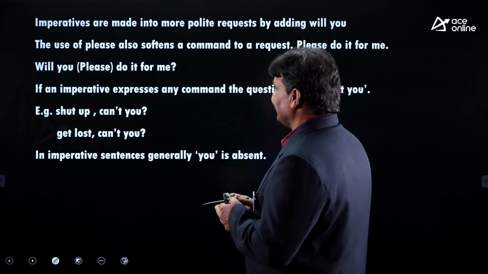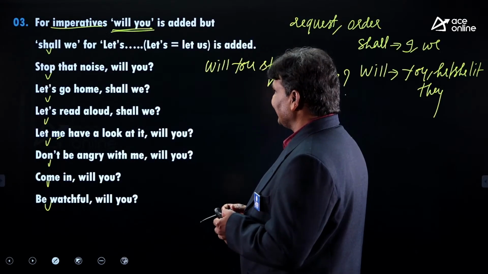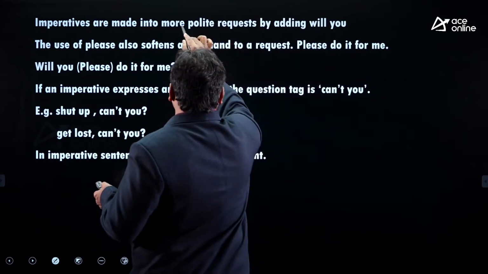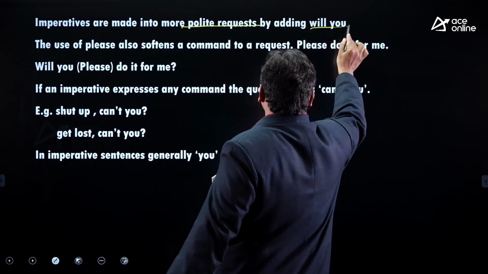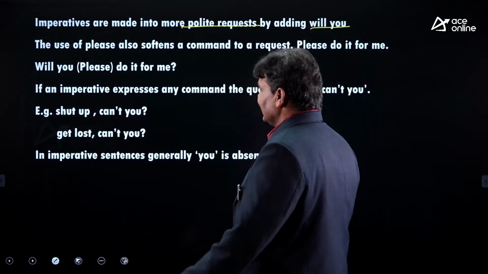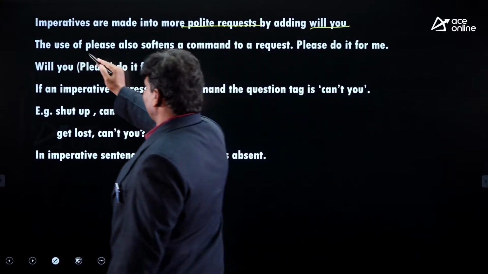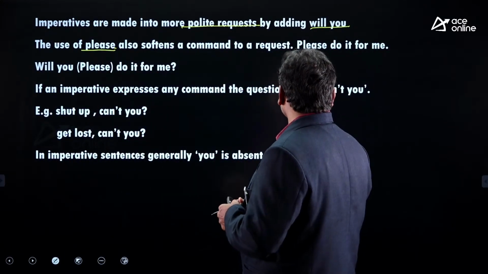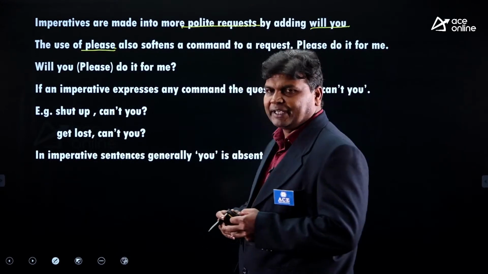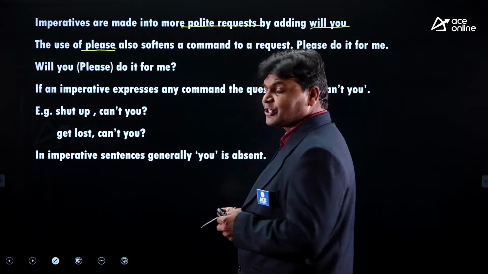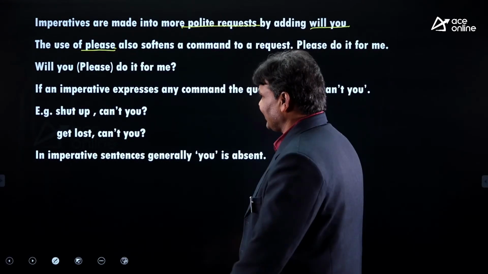We'll go further now. Imperatives. What are imperatives? Requests and so on are made into more polite requests by adding will you. Yes, if you add will you, it is a more polite way of addressing. The use of please also softens a command to a request. Please do it for me. Will you please do it for me? That is the meaning of this one.